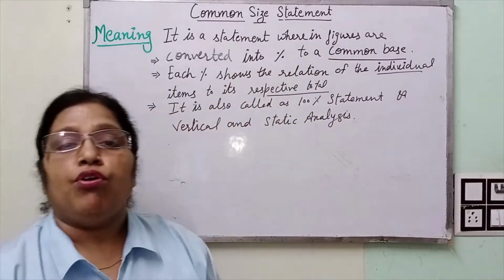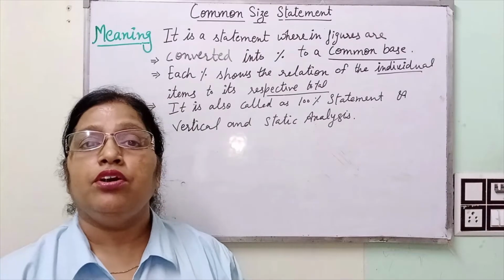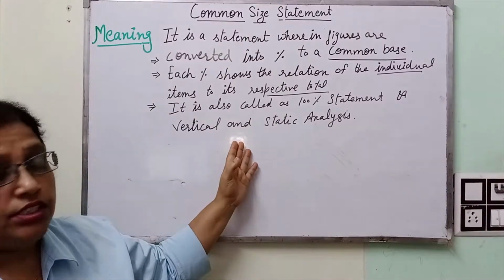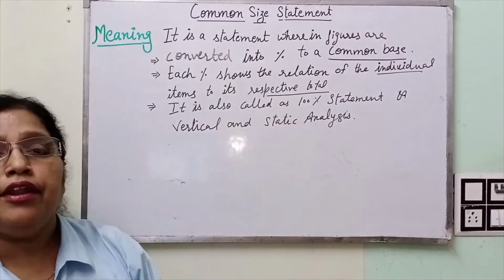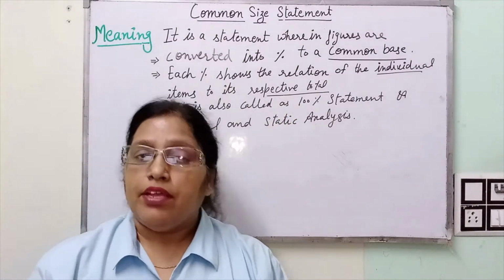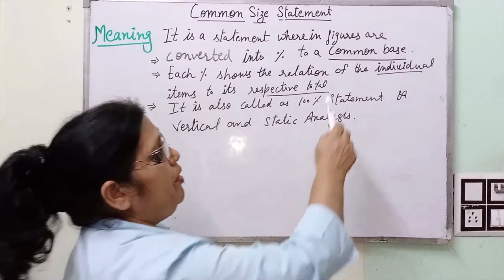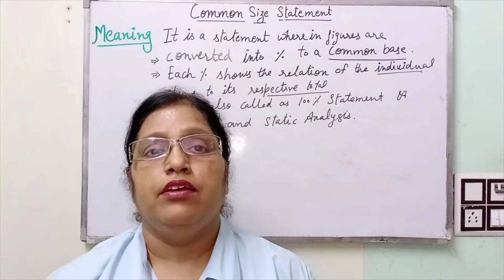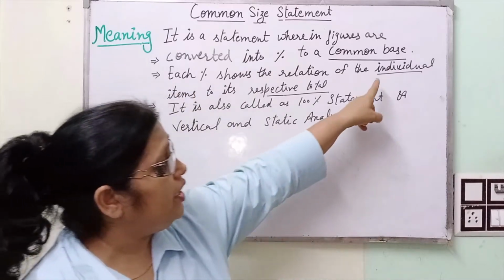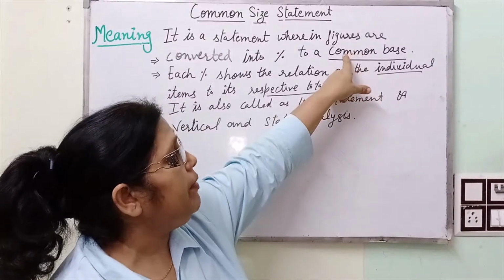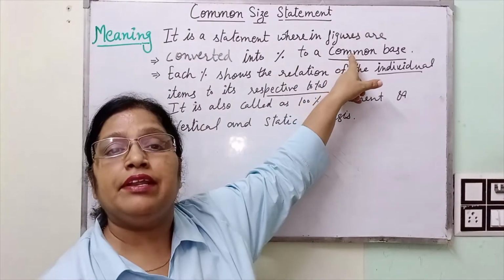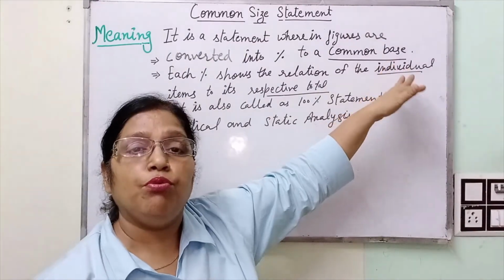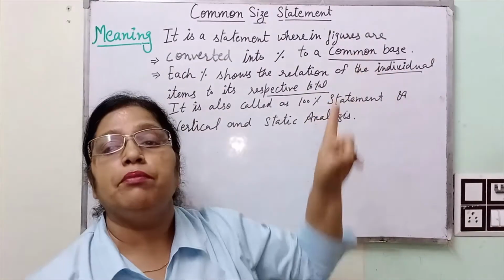It is also called 100% statement, or static analysis and vertical analysis. Now, why do we call it 100% statement? The reason is that the common base is to be considered as 100%. When we compare any individual item with the common base, the common base will be treated as 100% and other individual items are calculated on the basis of the common base.